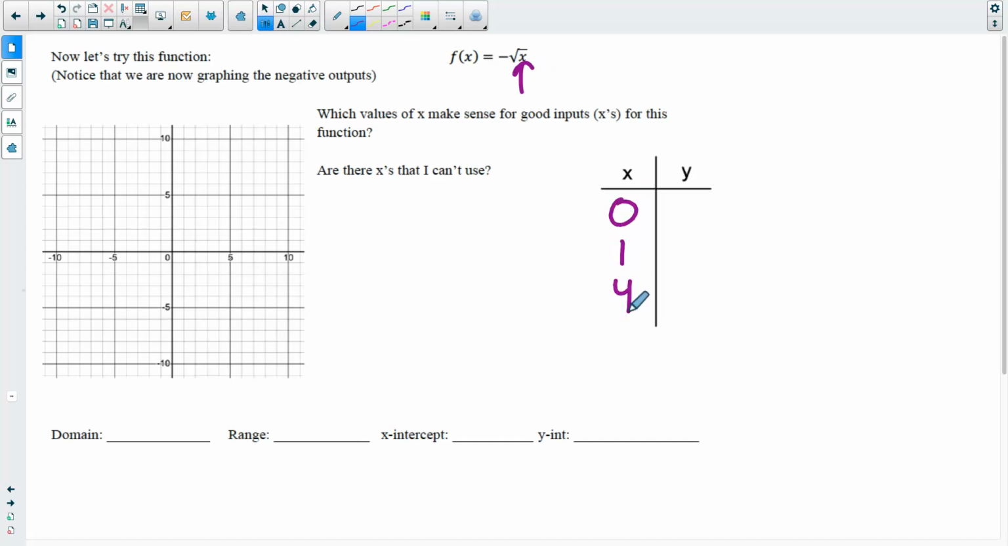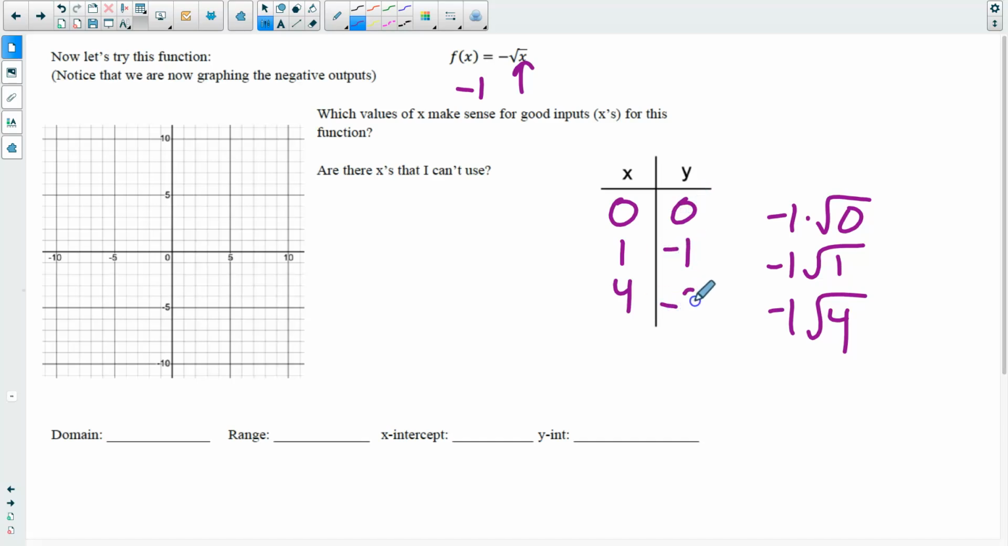This negative right here is the same thing as a negative 1. So I got negative 1 times the square root of 0, negative 1 times the square root of 1, and negative 1 times the square root of 4. So I get 0, negative 1, negative 2. That makes sense, Nicholas. I understand now. We are looking at 0, 0, 1, negative 1, and 4, negative 2.